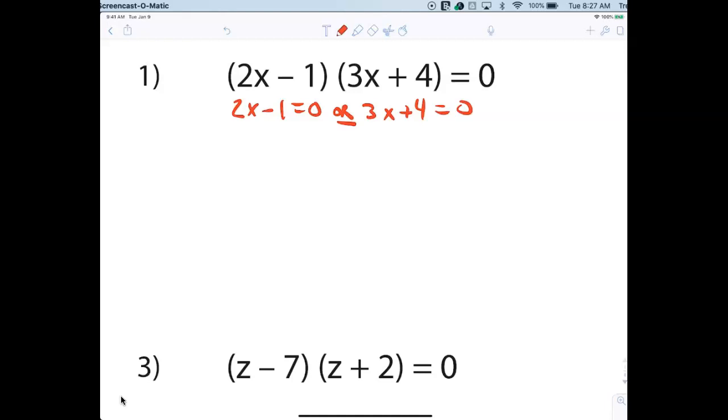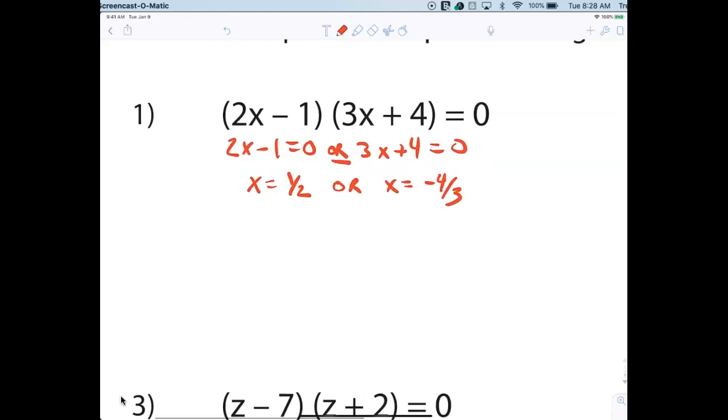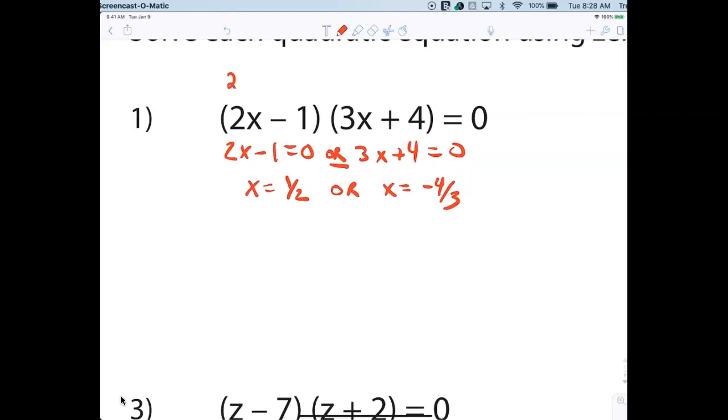So basically now you just solve this, and I know everybody here just looks at that and says x is equal to what? X is equal to 1/2, or x is equal to what? Yeah, negative 4/3. X is equal to 1/2, or x is equal to negative 4/3. Everybody okay with that?